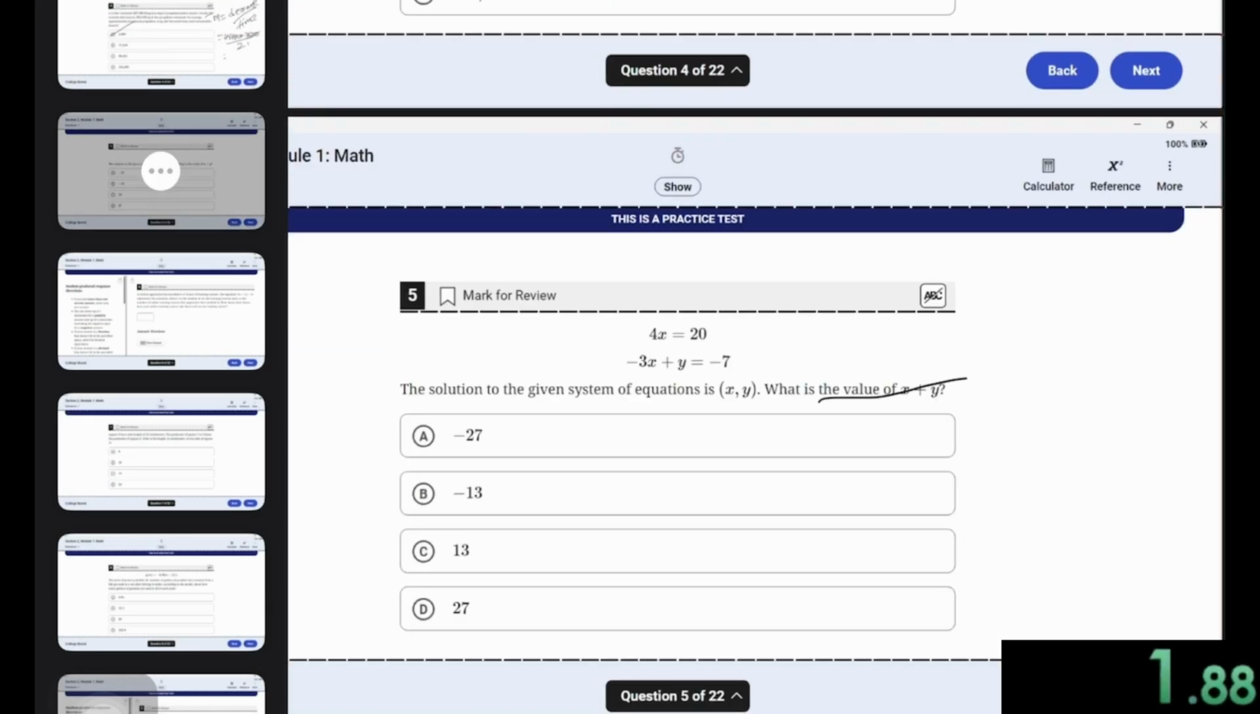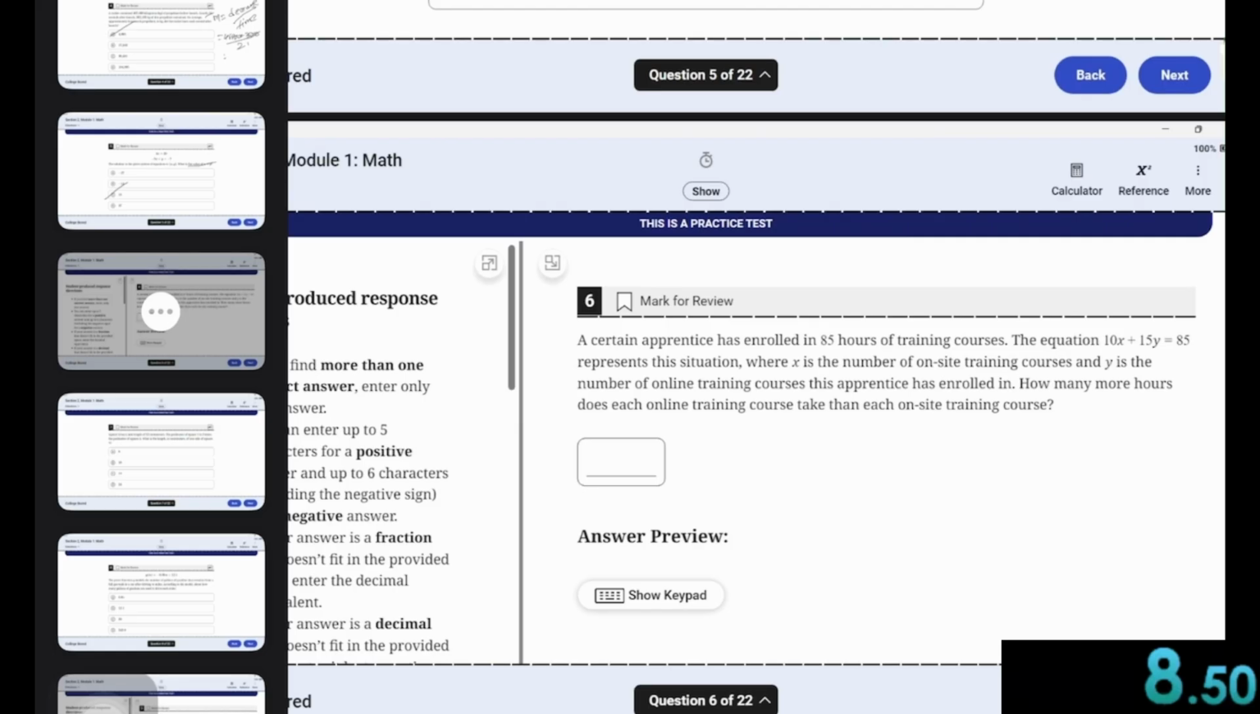We want the value of x plus y. What do we do? We just simply add both of them. So 4x minus 3x is x plus y, which is equal to 20 minus 7, that is 13. All right, let's go to the next one.